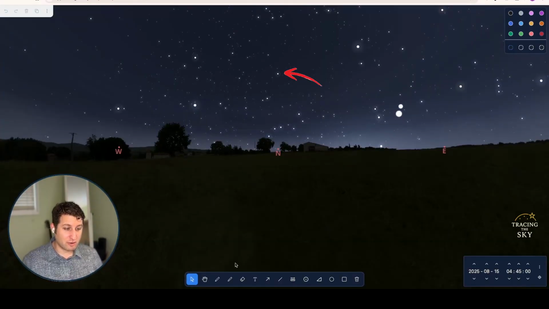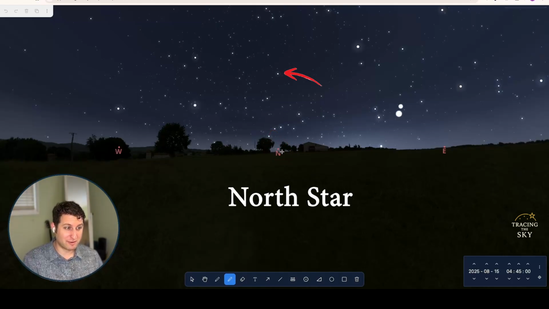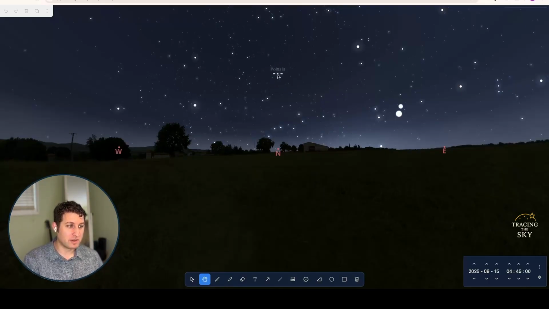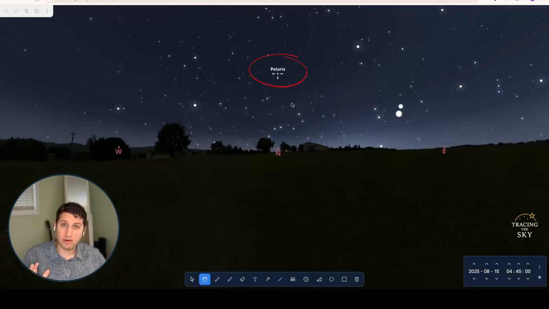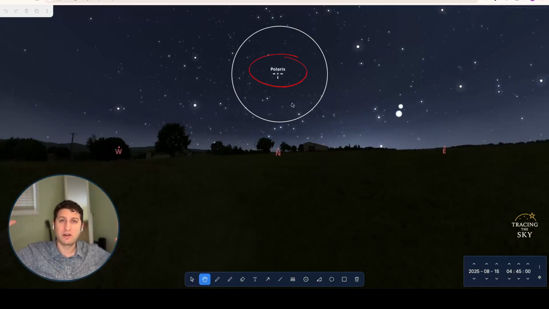We are facing north after all, and there's only one really famous star in the north, and that's the North Star. You can see it's directly over our northern point here. But do you know the other name for it? It's actually called Polaris. So Polaris is the North Star, and it's a fixed point that doesn't move. And in fact, it looks like all of the stars are going around Polaris. It's as if Polaris is at the center of this giant circle or sphere that all the stars are studded in, and the entire thing is moving around Polaris.